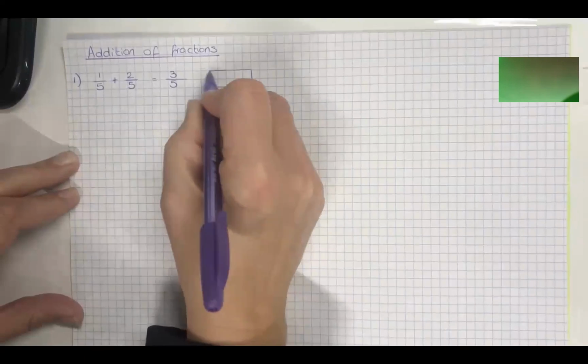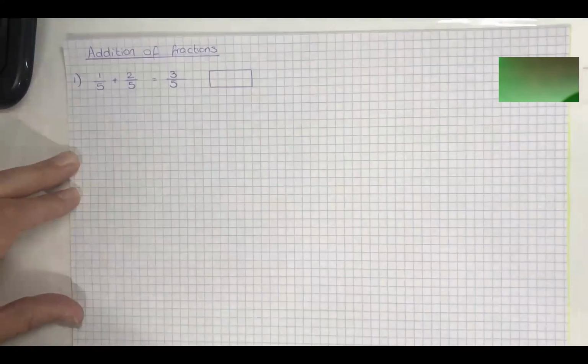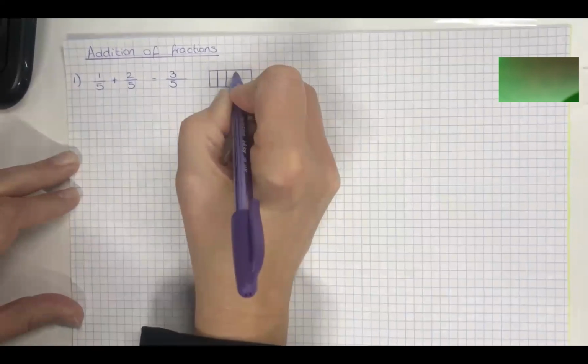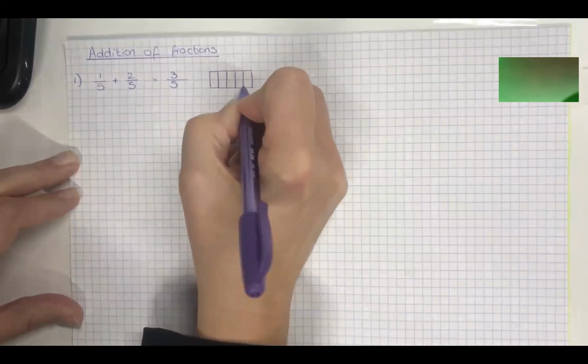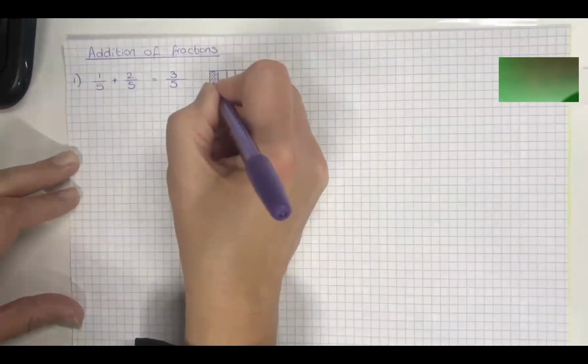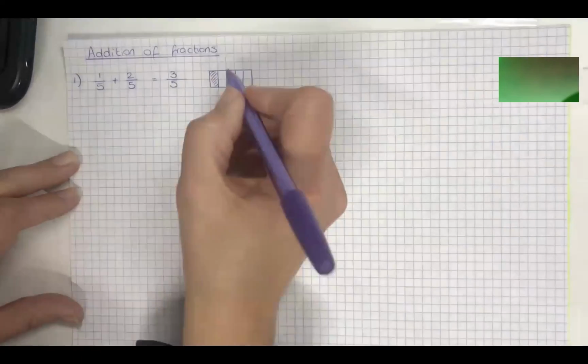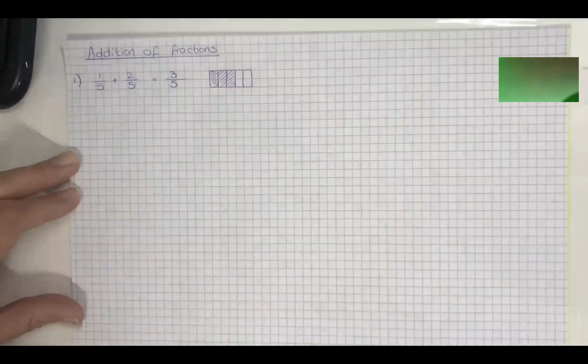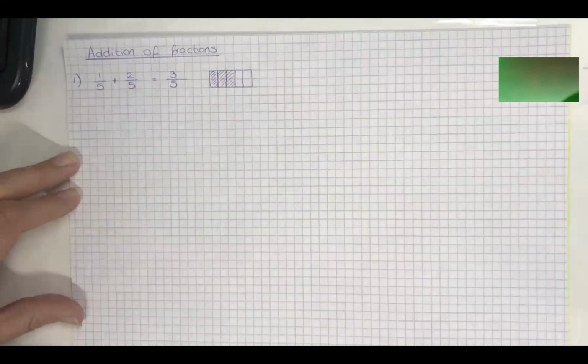Okay, here is my shape. I'm going to split it into fifths. 5/5 makes a whole. I start with 1/5. I add 2/5, and you can see visually that I now have 3/5. Okay, nice and straightforward.